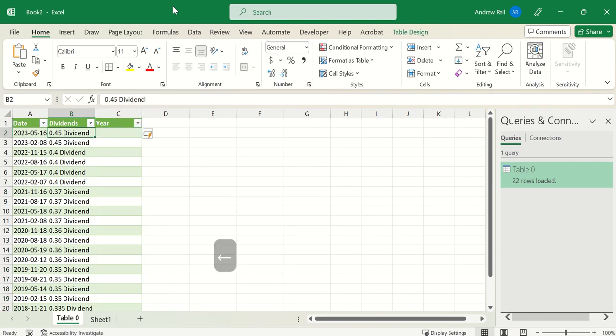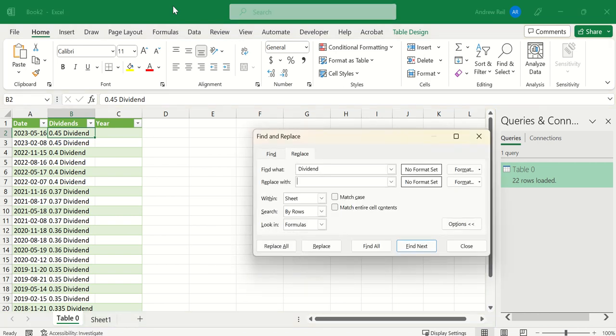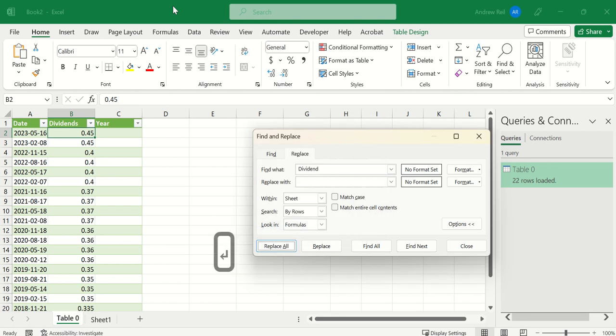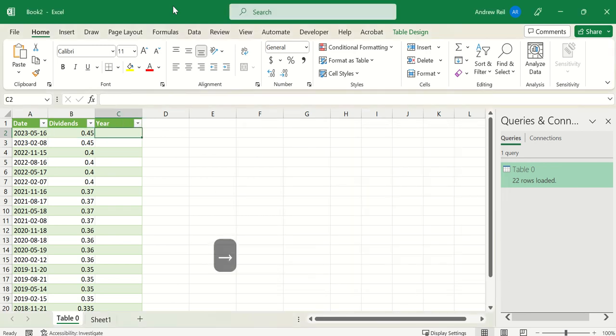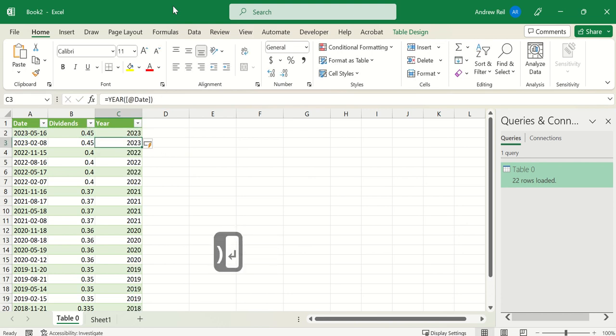And before I do the year, I'm going to have to get rid of this dividend. So I'm going to go control H. And I typed this in before, the word dividend with a space in the front of it. Notice that between the number and the word dividend, there's a space. And then I'm going to say replace all. So that's the A is underlined, Alt-A, and OK, and then escape it. And for the year, it's the formula equal year, open bracket, and then arrow over to the date, and then close bracket. Puts the year there, and because it's a table, it does it all the way down.